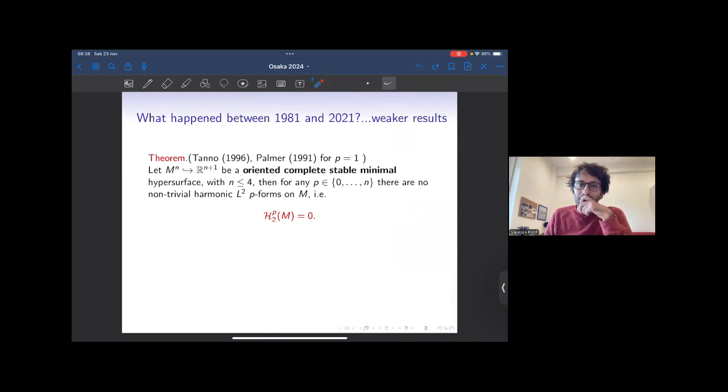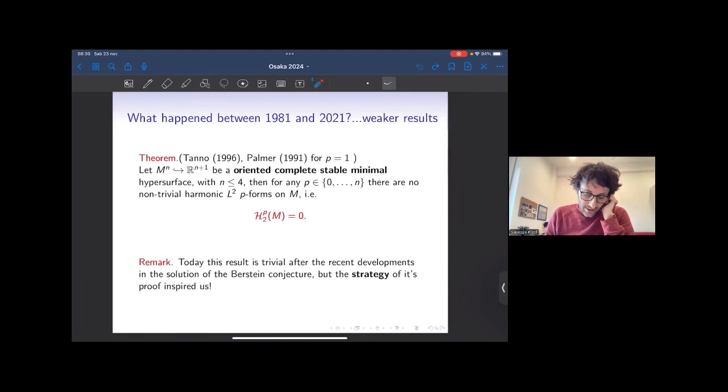weaker results, which give some topological obstruction. And in this sense, I would like to mention this very nice result by Tanno. The special case p equal to 1 is due to Palmer, and the theorem by Tanno says the following: we have in the Euclidean space of dimension n smaller than 4 an oriented complete stable minimal hypersurface M. Pick an integer p between 0 and n, then there are no non-trivial harmonic L^p forms on M. So the space of integrable harmonic p-forms is zero, is trivial. And this gives some topological information at infinity. For example, the case p equal to 1 was studied by Palmer because it's related to the number of ends of the hypersurface.